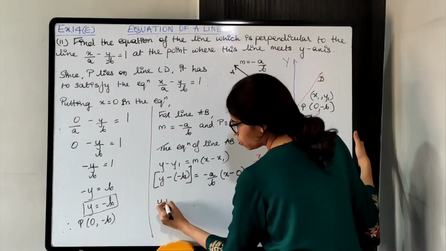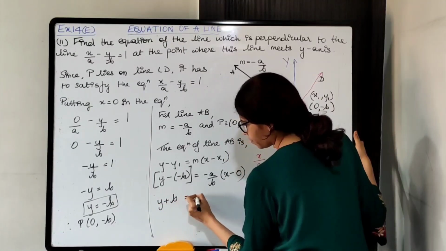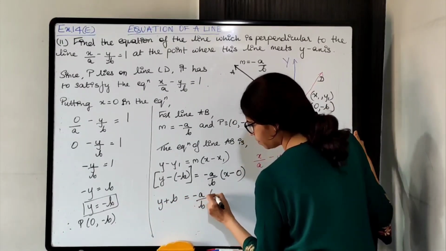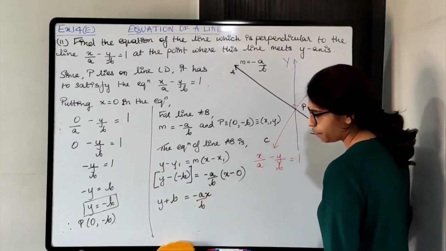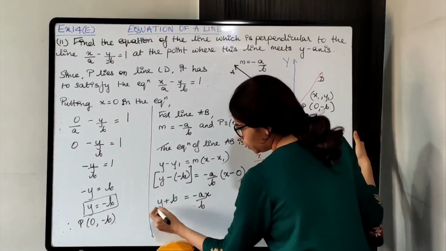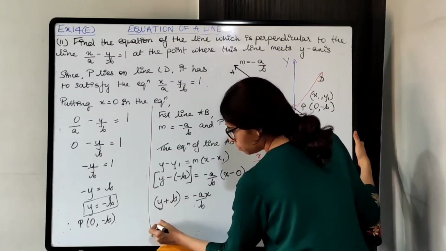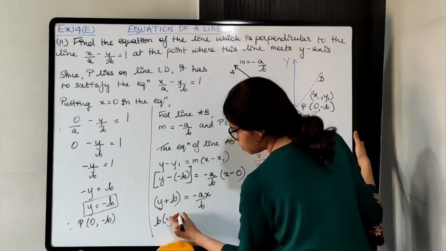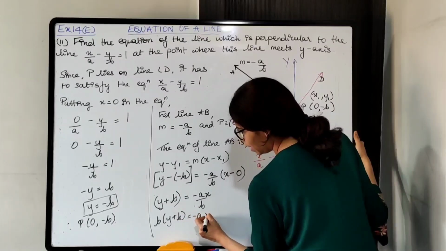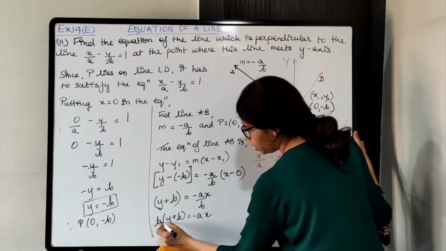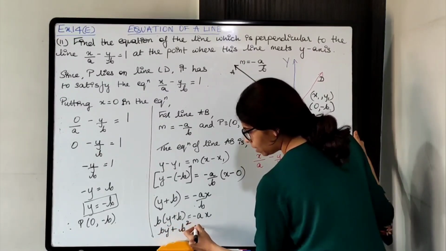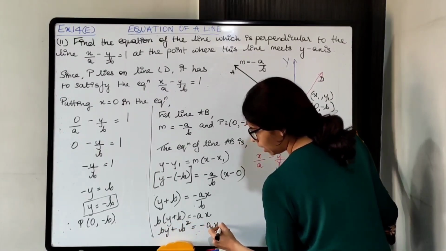Minus minus plus ho jayega. Okay, into x minus 0 is nothing but x, right. So shifting b over here, b into y plus b is equal to minus ax. So this will give by plus b into b gives b square is equal to minus ax.